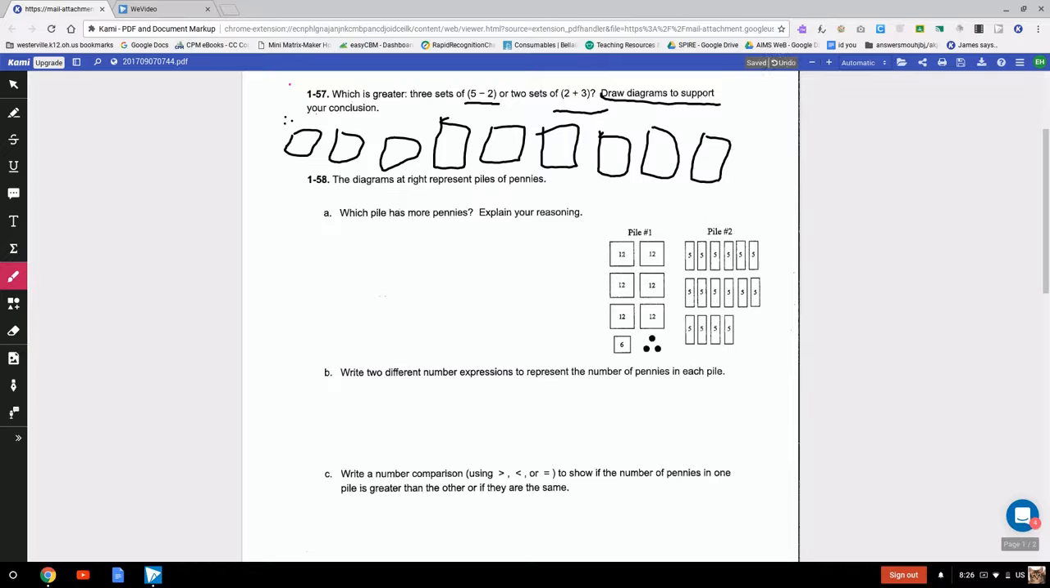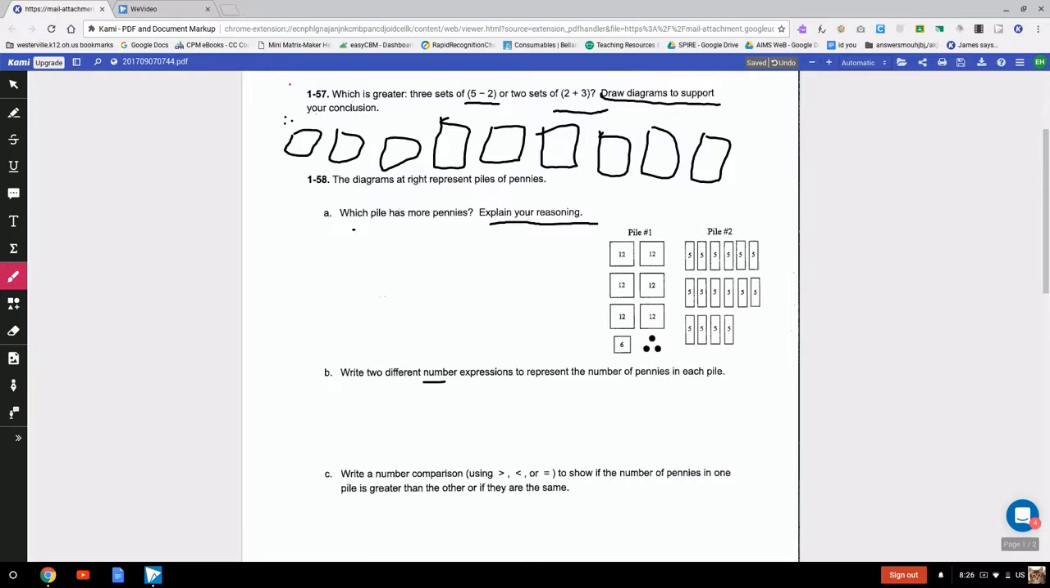The next one, look at pile 1 and look at pile 2. Which one has more? Answer that, and then explain which one has more pennies. It's easy as that. Then for B, two different number expressions.